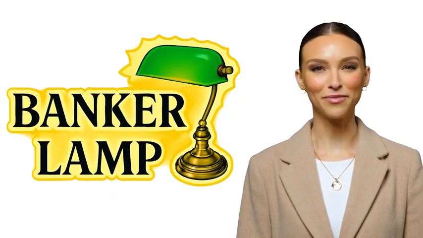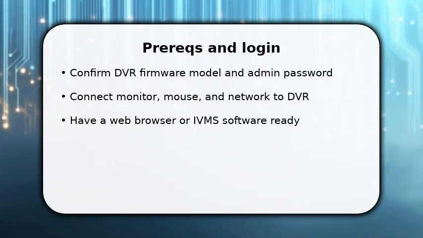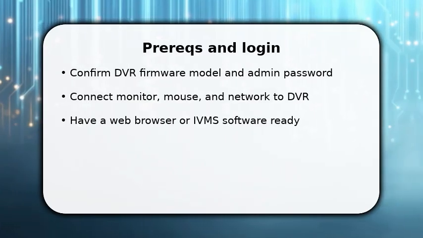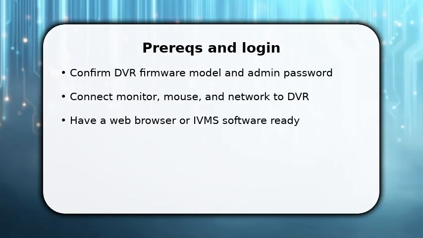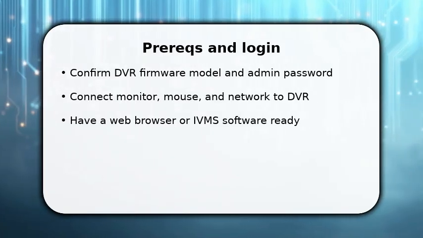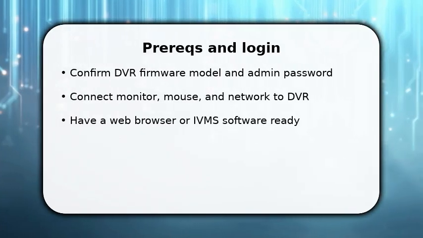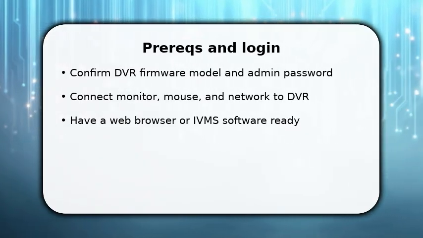Please enjoy the video. You start by confirming firmware model and ensuring you are logged in as admin. This matters because some menus differ by version. Once physically connected, open the DVR menu via mouse on the local monitor or via the web client using the DVR IP. Make sure date/time and channel labels are correct so you disable audio for the intended camera.